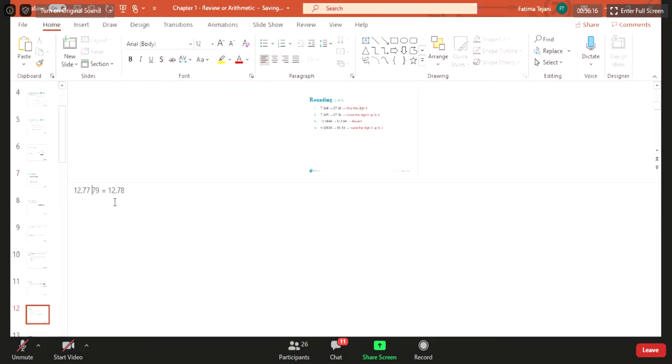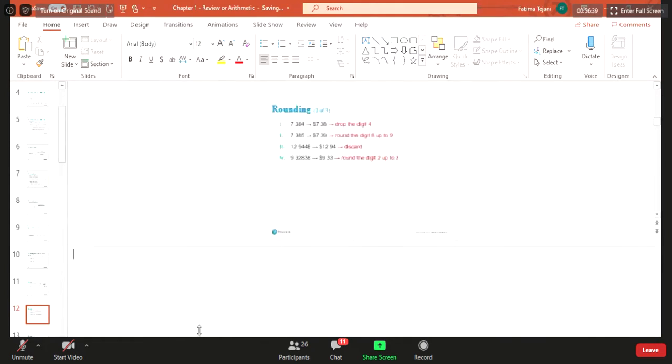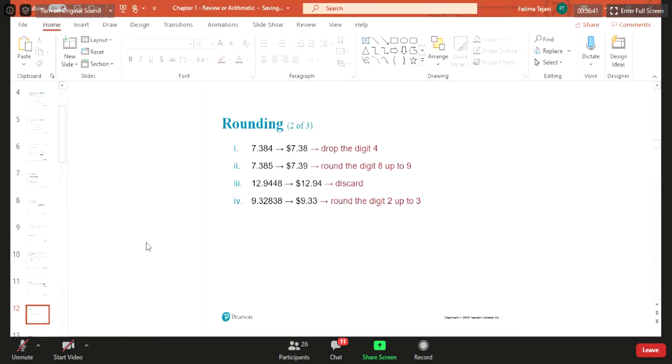But suppose it would be 4. Here it's gonna be 12.77. Yeah. Because you don't have to add one more. So for rounding off, you have to see whether the value is 5 or greater than 5. Then you add one more. If it is 4 or less than 4, you just keep the value same. Okay.